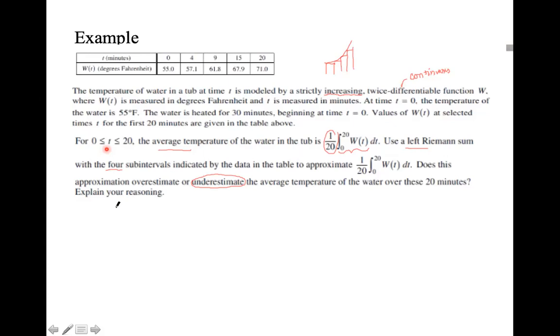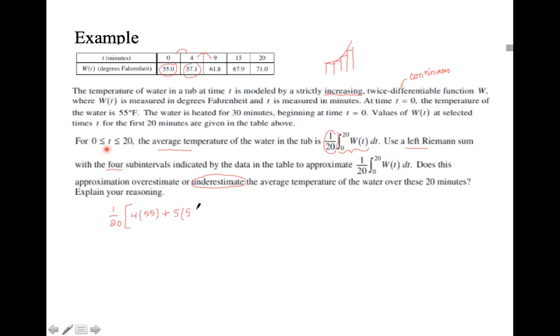All right, what we're doing in this problem is we have 1/20. We're using a left Riemann sum. We are using the 4 subintervals right here. So our first rectangle is 4 wide. We're using the left, so we're going to use 55. That's the left side of that rectangle. Our next width, we're going from 4 to 9, is 5. The left-hand height is 57.1.